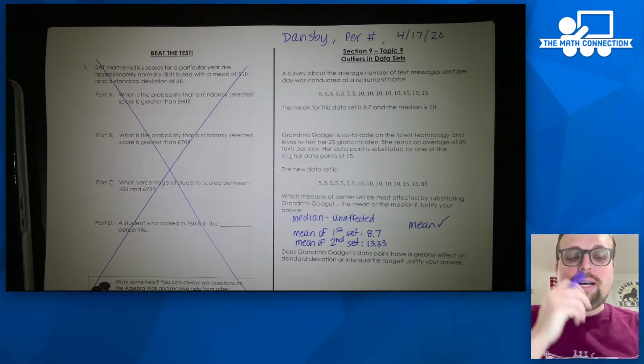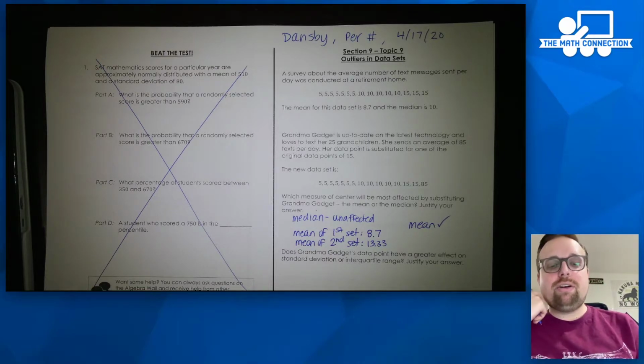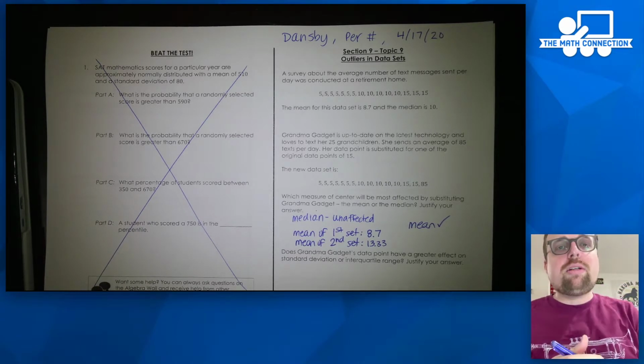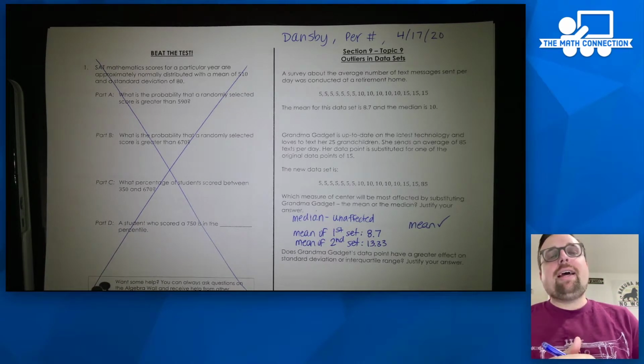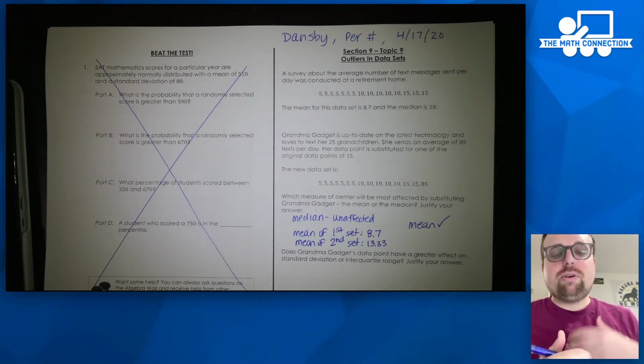The next question says, does Grandma Gadget's data point have a greater effect on the standard deviation or on the interquartile range? Justify your answer. Well, if we think about the interquartile range and the standard deviation, let's think about the interquartile range first.